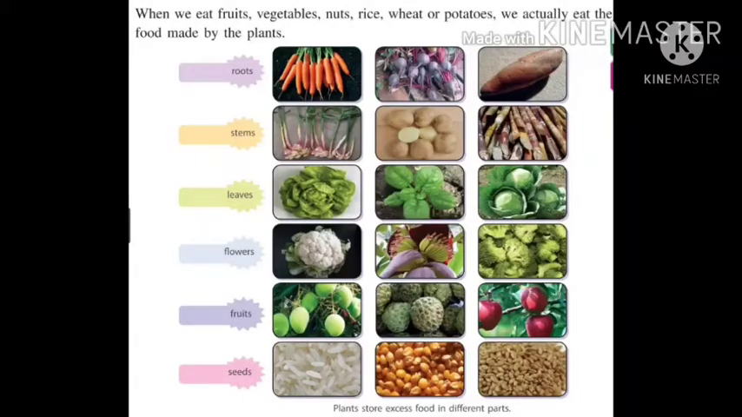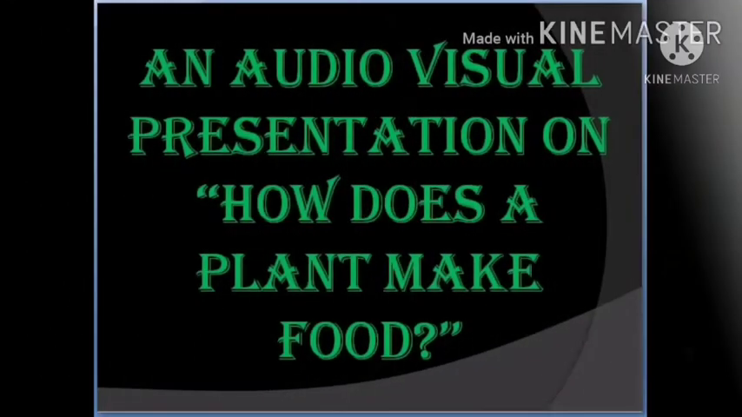Flowers: cauliflower, banana flower, broccoli. These all are the flowers of the plant that we eat. Fruits you all know: mango, custard apple, there are many more. Seeds: rice, wheat, corn. These are some of the examples of seeds. There are many more that we eat. Actually, these all are the parts of different plants.